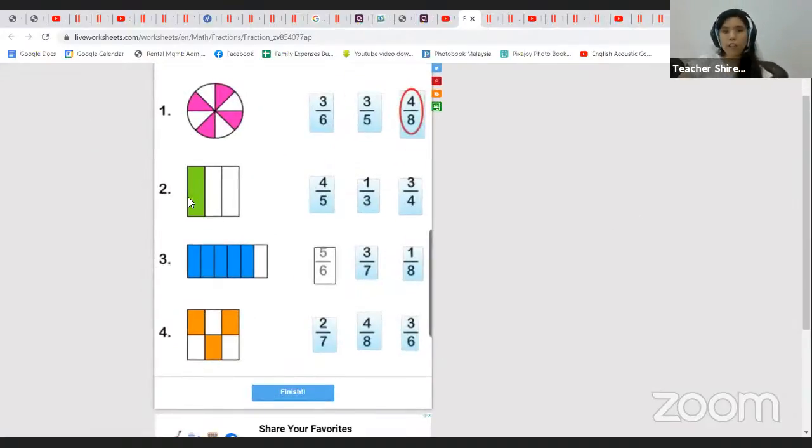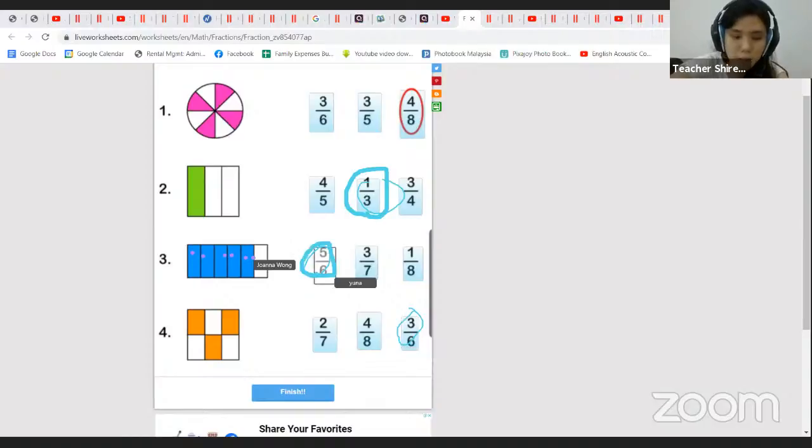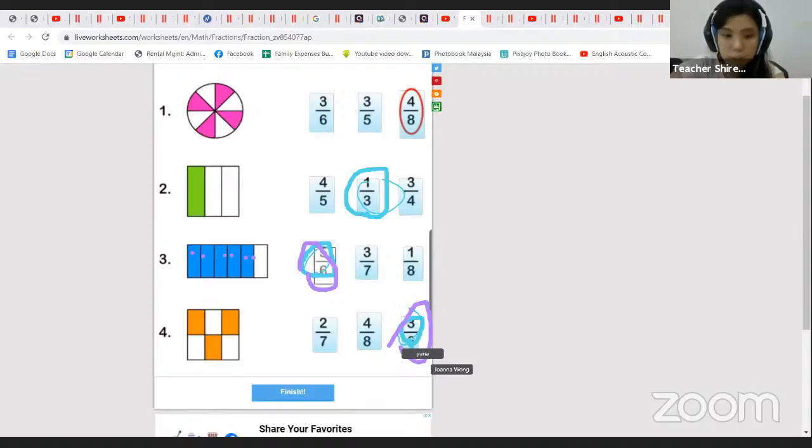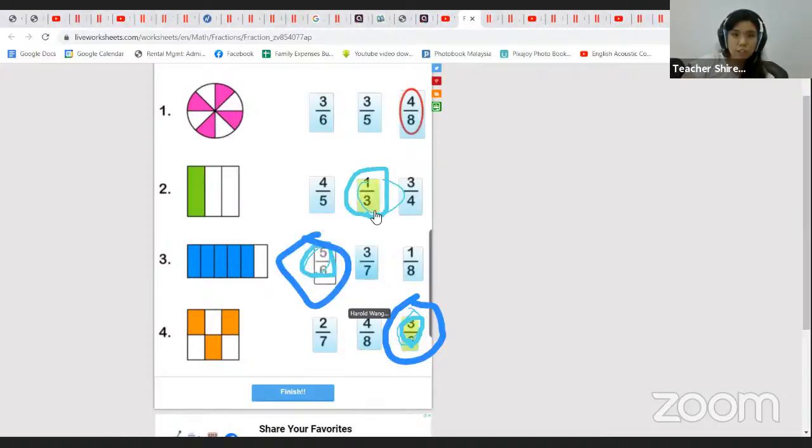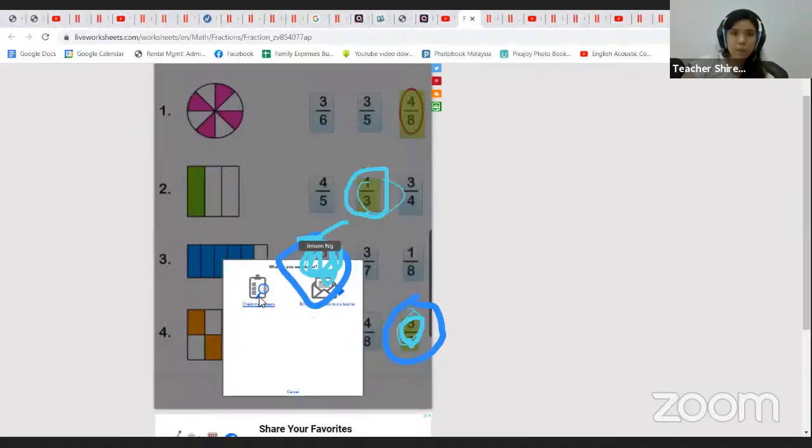So what is the fraction for this? Can all of you circle on the screen? Very good. Question number 3, what's the answer? I think this is pretty easy. It's just all the shaded region. So all of you have done it, no problem.